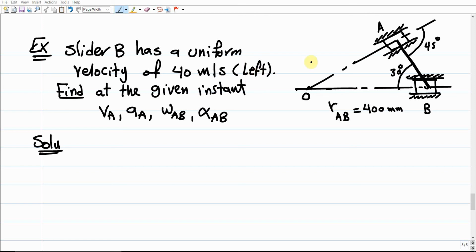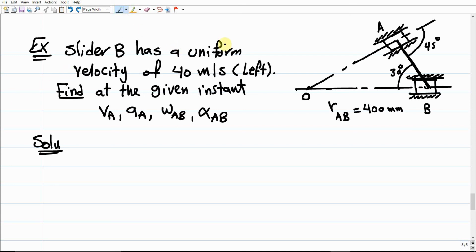It means that it goes to the left in this direction. This should be the VB direction, okay? And it is given by 40 meter per second, and it is required to find the velocity of slider A, the acceleration of slider A, the omega AB, which is the angular velocity of link AB, and alpha AB, this is the angular acceleration of link AB.